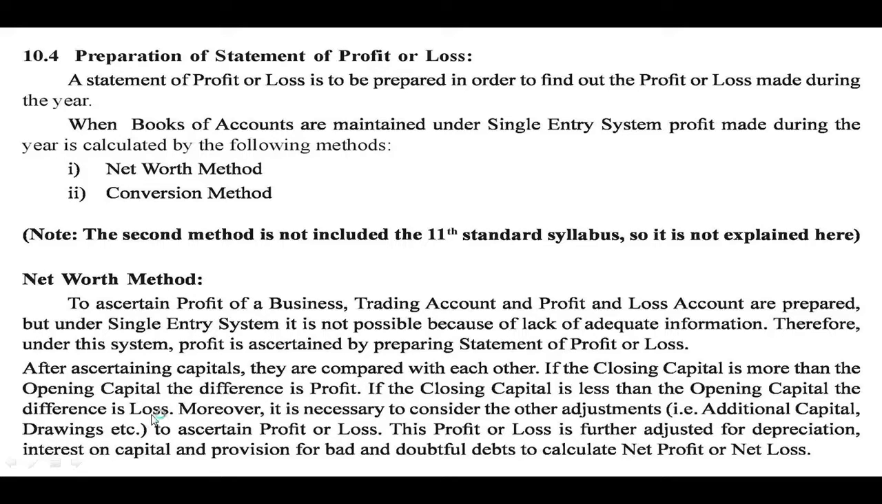And also we have to give effect to other adjustments. Suppose any additional capital is invested during the accounting year, or if the businessman has withdrawn cash or goods from the business for personal use, then also we have to give effect to the adjustments like depreciation, bad debt, provision for bad debt, outstanding expenses, prepaid expenses. Then only we can calculate the net profit or net loss.